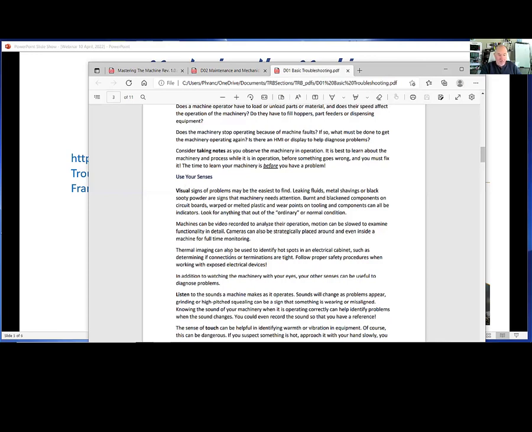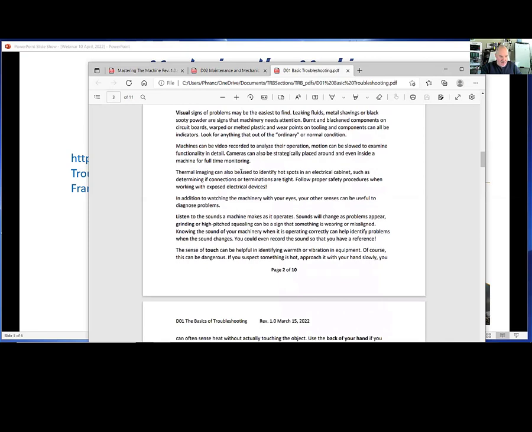Video recorded, thermal imaging. That's one of the things people sometimes also overlook. You can use thermal imaging to identify hot spots in a cabinet. I have a little bit about that in the book, just some pictures of thermal imagers and some of the manufacturers of them. And I do talk about that toward the end of the book. So those are all kind of visual things.